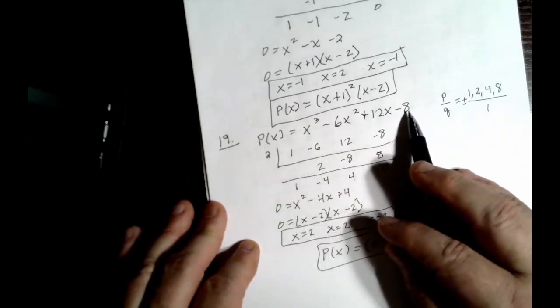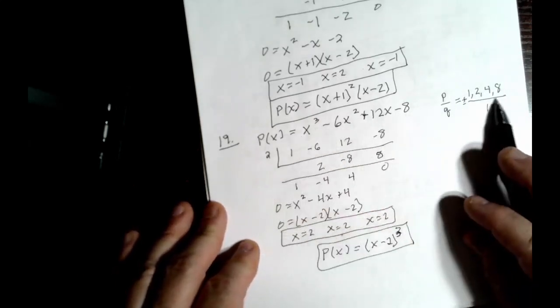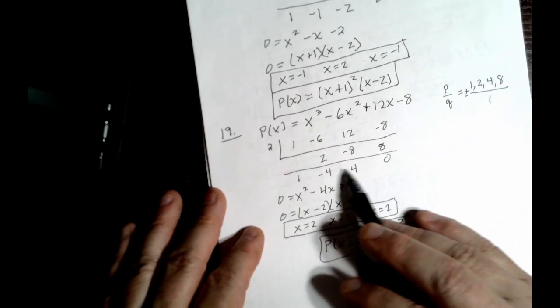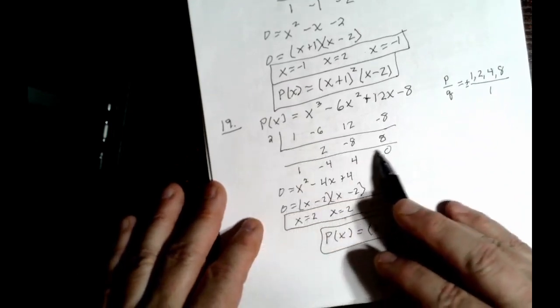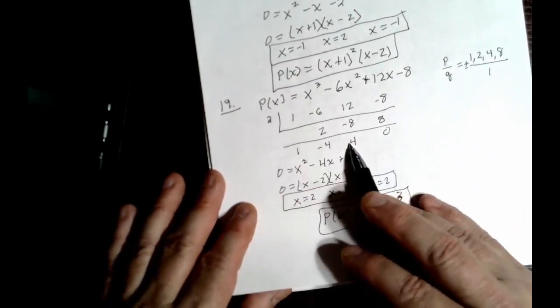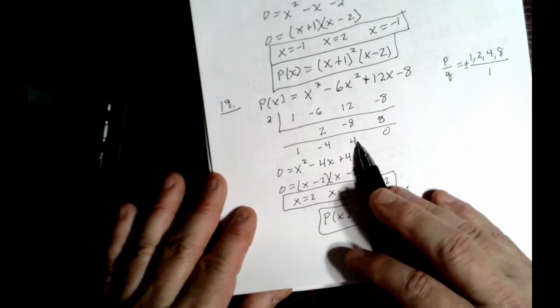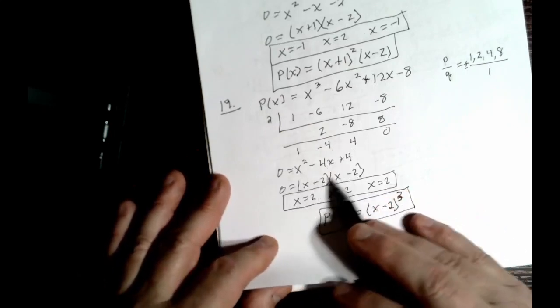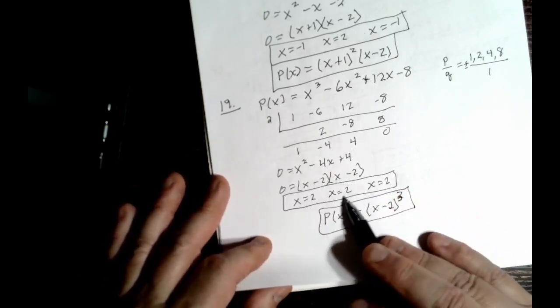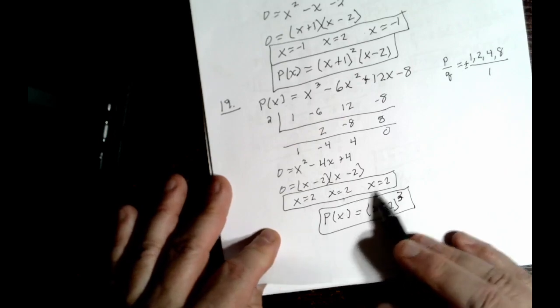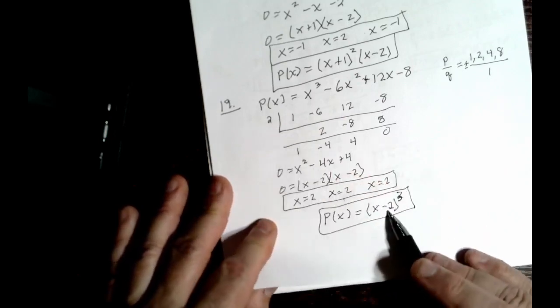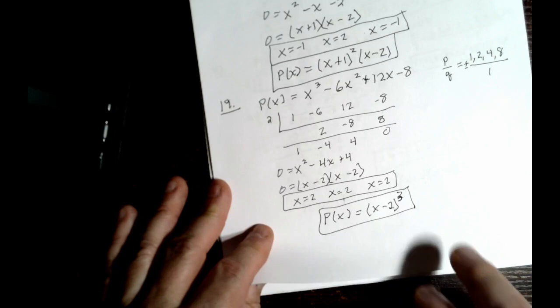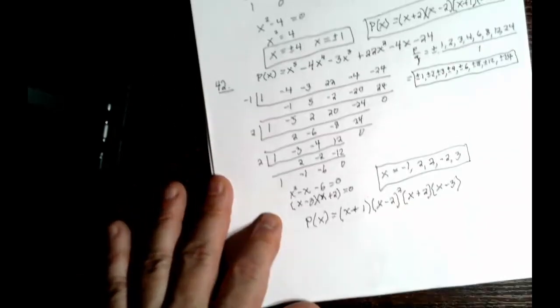This guy, all factors of 8 over all factors of 1, 1, 2, 4, and 8. I tried 2, and it worked. So now I've got it to a quadratic. This is 1x squared minus 4x plus 4. It factors. That gives you 2 as a 0 twice, as well as the 2 that you got before. So it's x minus 2 to the 3rd power. Okay?